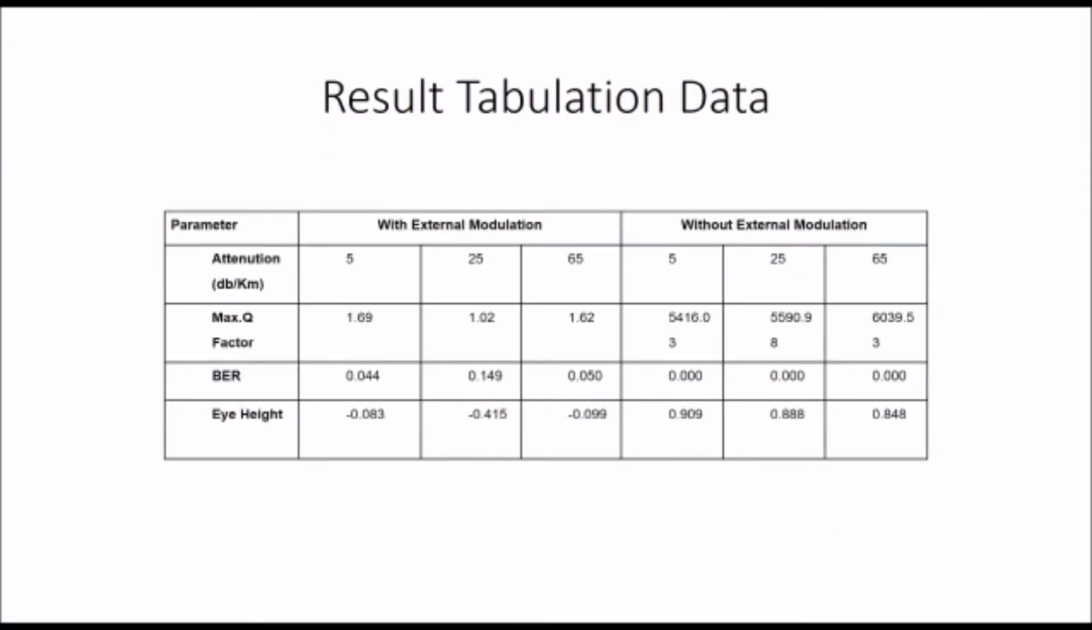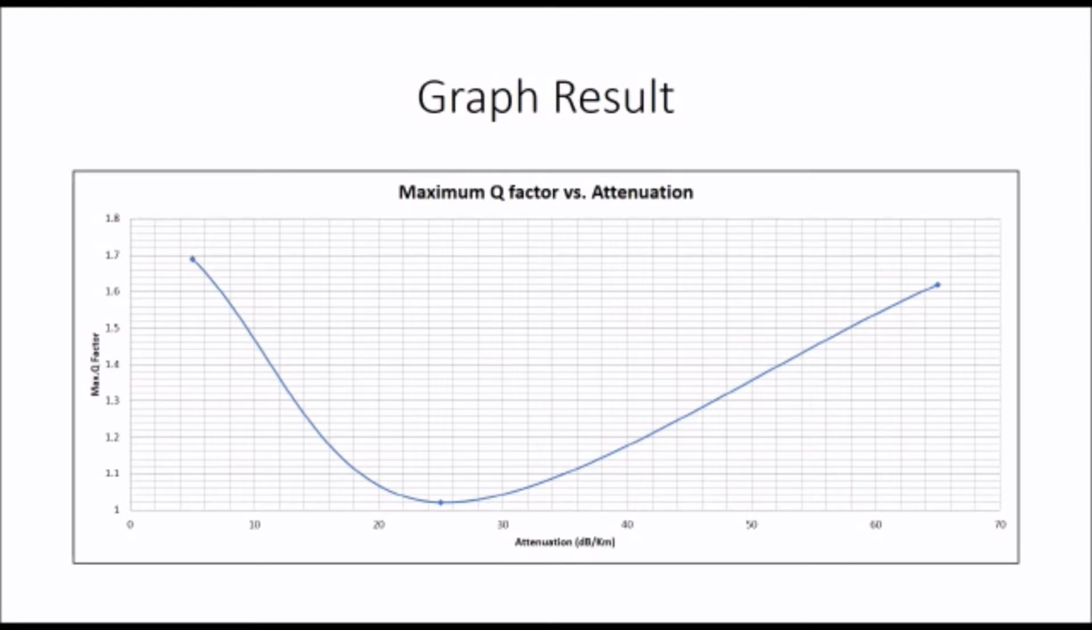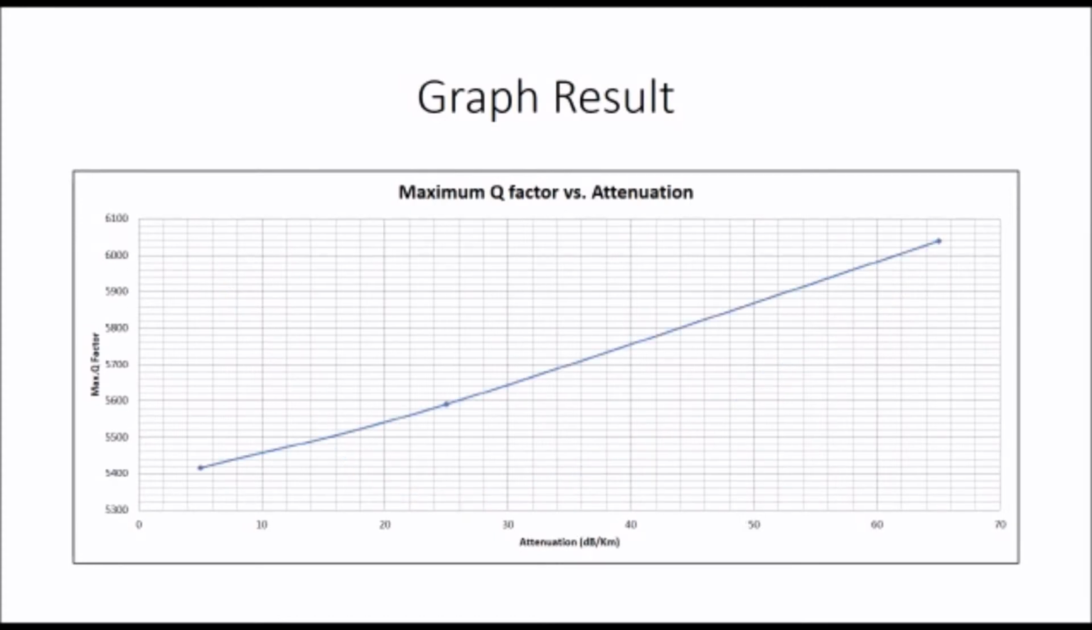Next, the data are tabulated. As we can see, the attenuation values are set as we spoke about before: 5, 25, and 65 dB per kilometer, with and without external modulation. Then we proceed to the graph results. This is the maximum Q factor versus attenuation graph. And then we move to maximum Q factor versus attenuation without external modulation. Previously it was with external modulation.